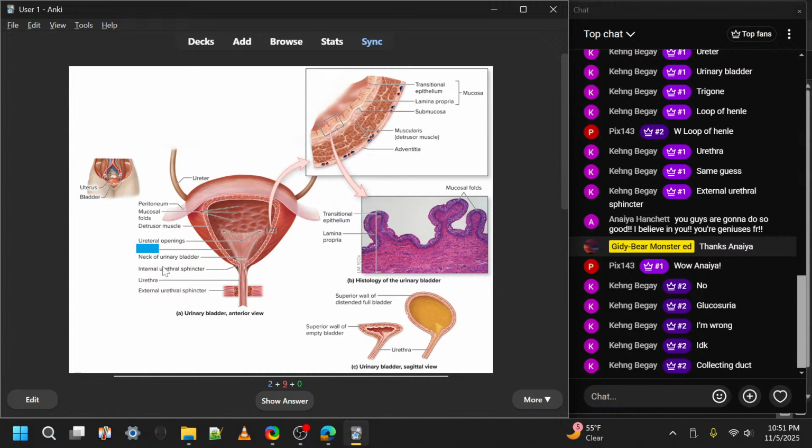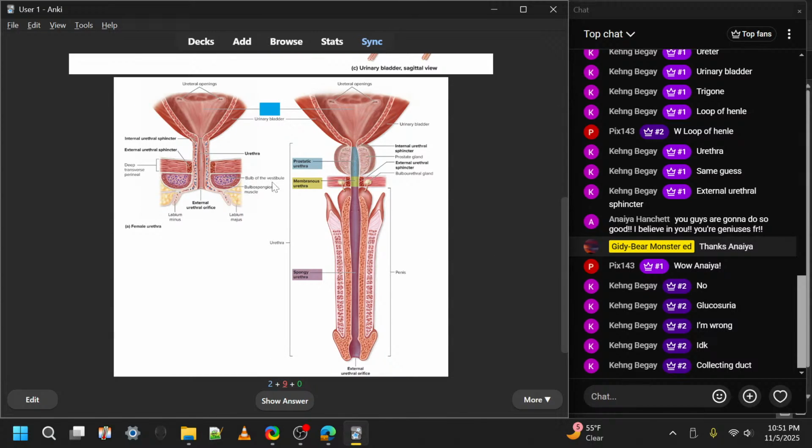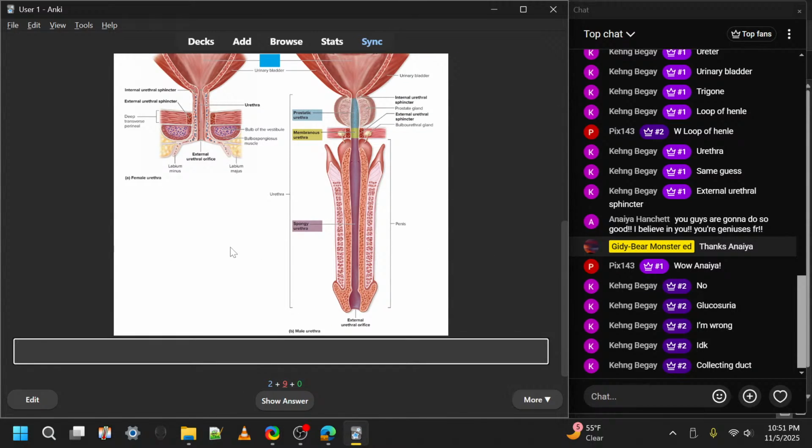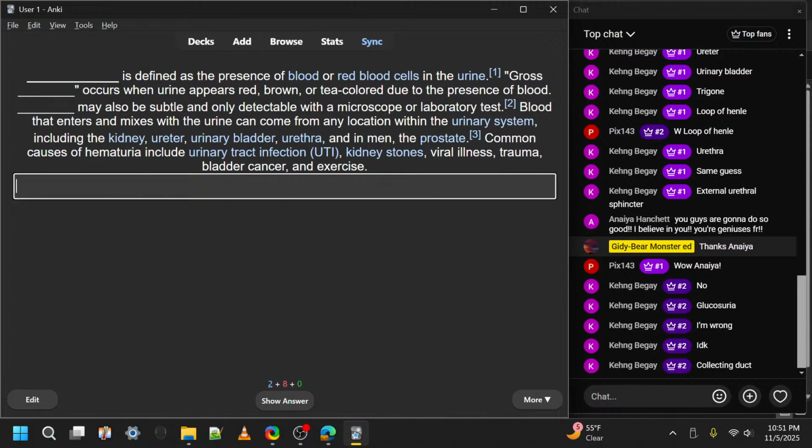Okay. The blue is the trigone. Ooh, shoot.